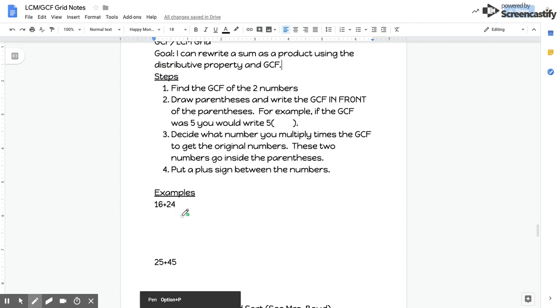Okay, so we're going to look at the first step. Our first problem is 16 plus 24. We're going to find the GCF of the two numbers, 16 and 24. The first thing I'm going to do is find the greatest common factor.